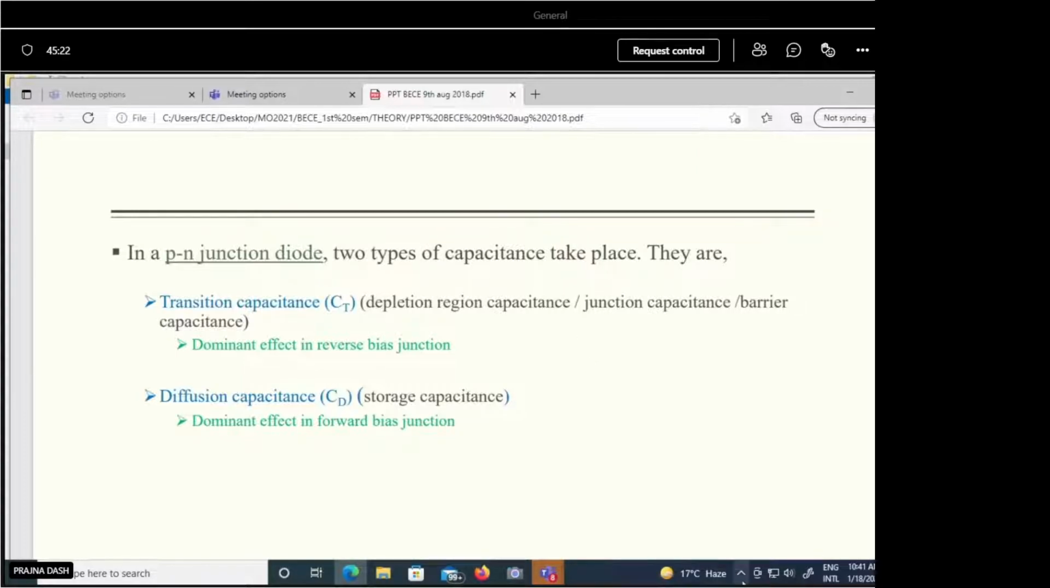Actually I have to leave because one urgent meeting is going on, so I have to join. The transition capacitance, diffusion capacitance, and load line we have already discussed. After completing this, we will switch over to the rectifier. In the next class, I think Thursday morning, we will discuss the capacitance part a little bit. After that, we will switch over to the application part. So let me end this meeting.